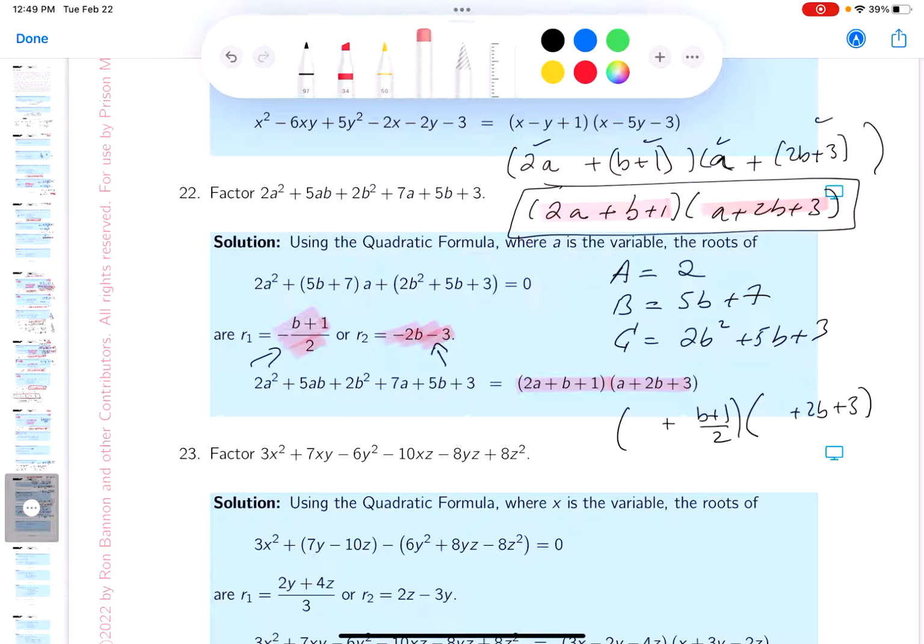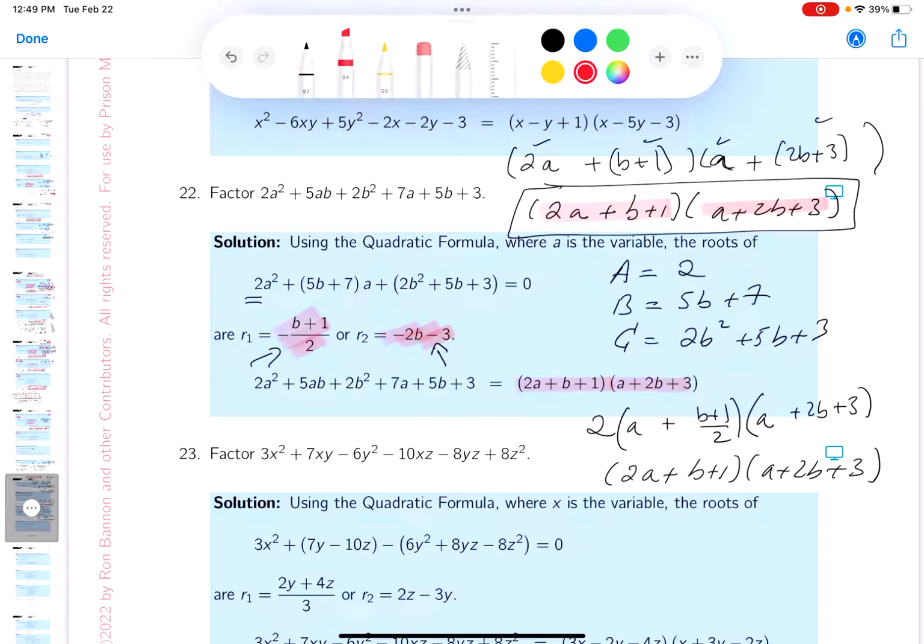The quadratic is in a. I got trouble, though. I need a coefficient of 2 in front. So put the 2 in there. Now you get it. What do you get? Well, you've multiplied out. What are you going to get? 2a plus b plus 1. And then you get a plus 2b plus 3.